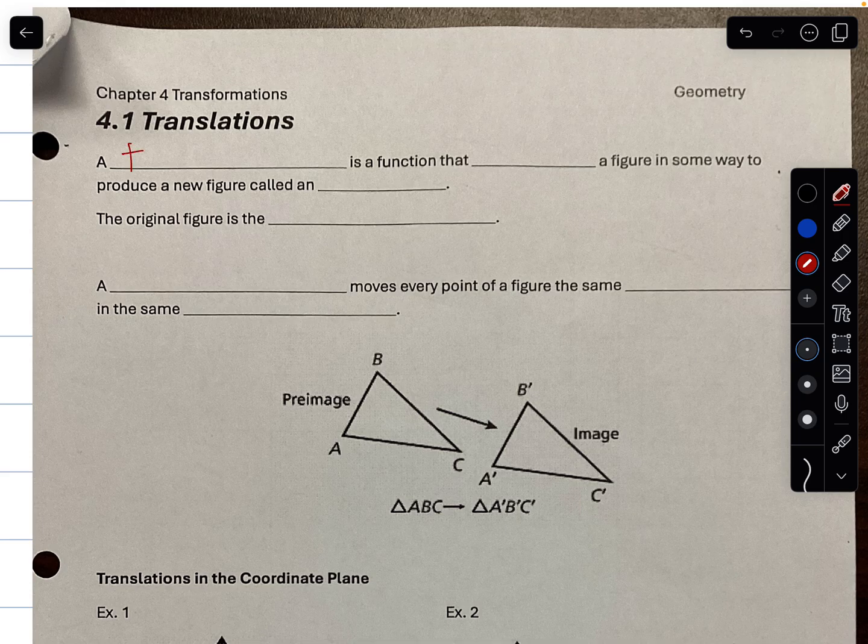A translation, let me switch colors. Can I say something to the people real quick? No.